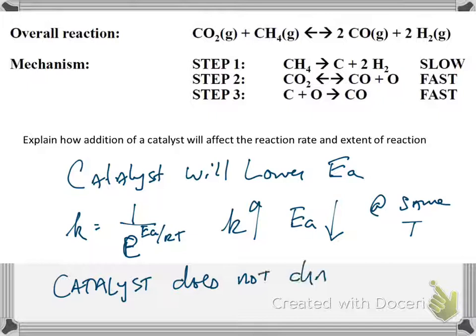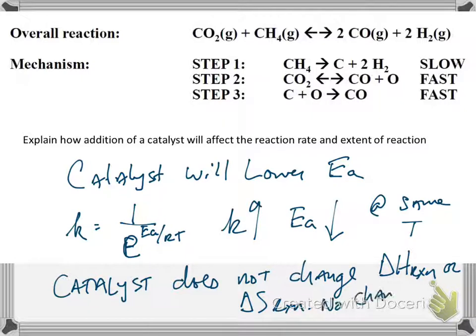Catalysts do not change delta H reaction and delta S reaction because they cancel. They're present on both sides of the reaction. If that's the case, then Kc, the extent, does not change since delta H and delta S are the only contributions to Kc. So we see a catalyst will increase the rate, but it does not change the extent of the reaction.